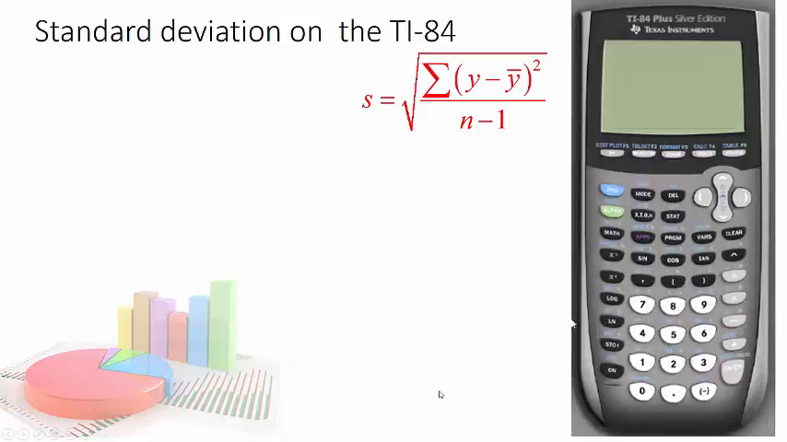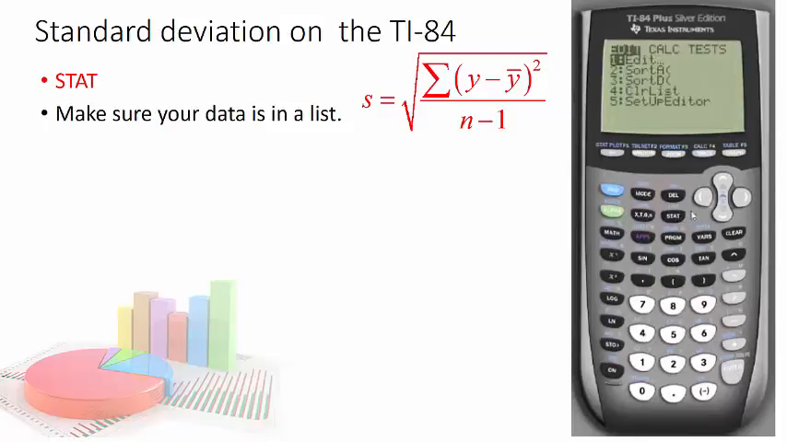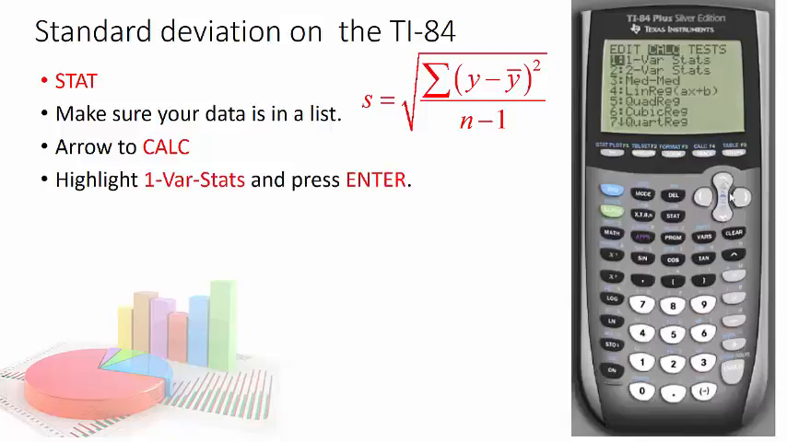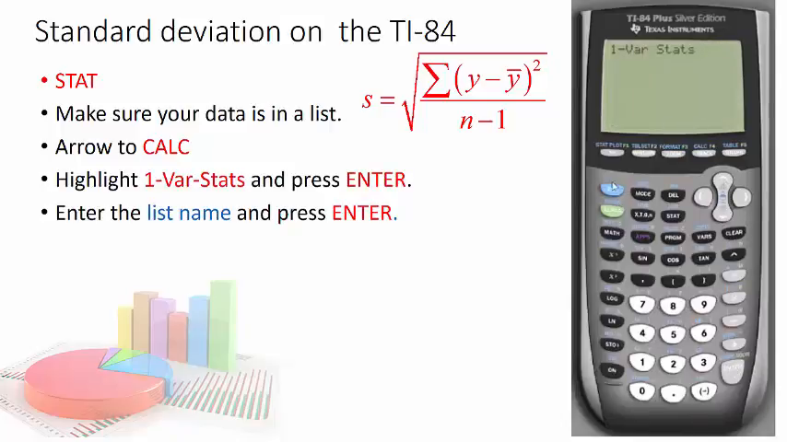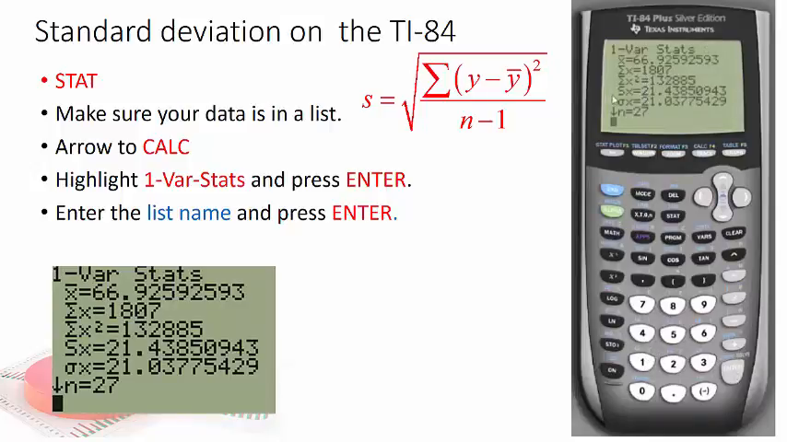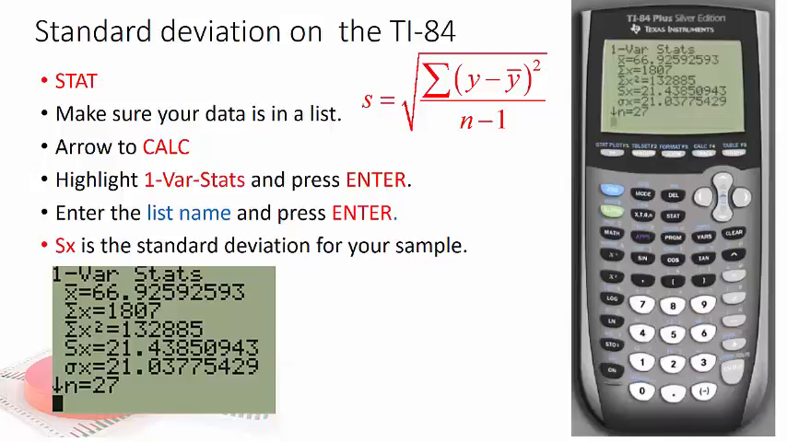Well, first of all, we're going to press STAT on our calculator, and we want to make sure that we have our data in a list. Then we arrow over to CALC, and you see that first selection, 1-Var Stats. Go ahead and press enter, but then you need to put in the list name, which we're going to do L1 in this case, and press enter, and it's going to give you a display like this. The standard deviation is Sx right there, so I've highlighted it here.